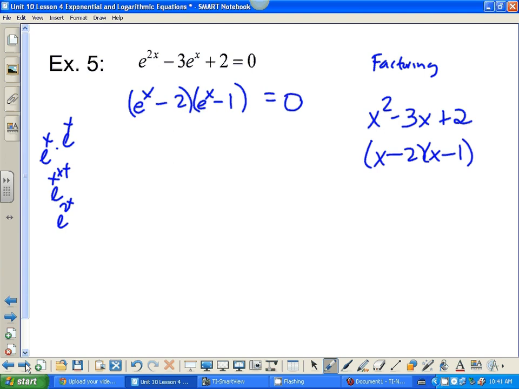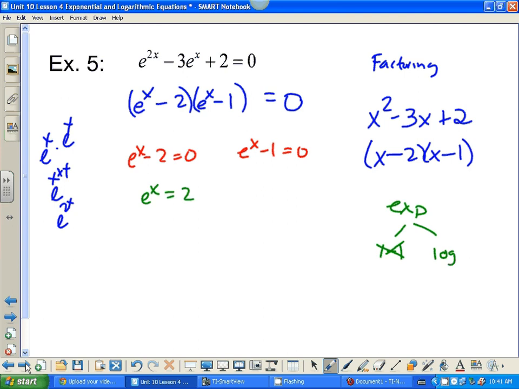Then using the zero product property, I set each of those factors equal to 0. And again, these are exponential equations. So if it's an exponential equation, I can use the one-to-one, or I can use logs. Since we're dealing with e, nothing is really going to be a perfect base of e, so we're going to use logs. So I have e to the x is equal to 2, e to the x is equal to 1, and I'm going to take a natural log on both sides.